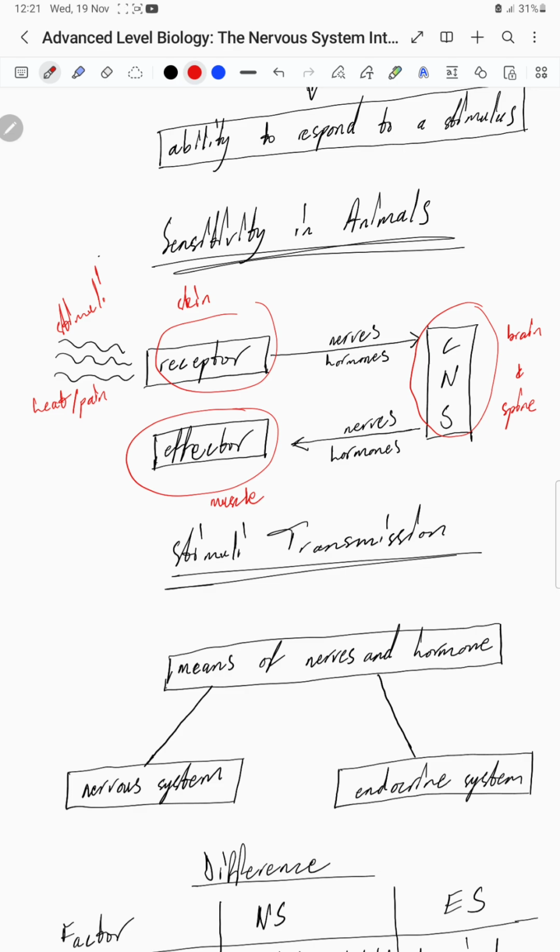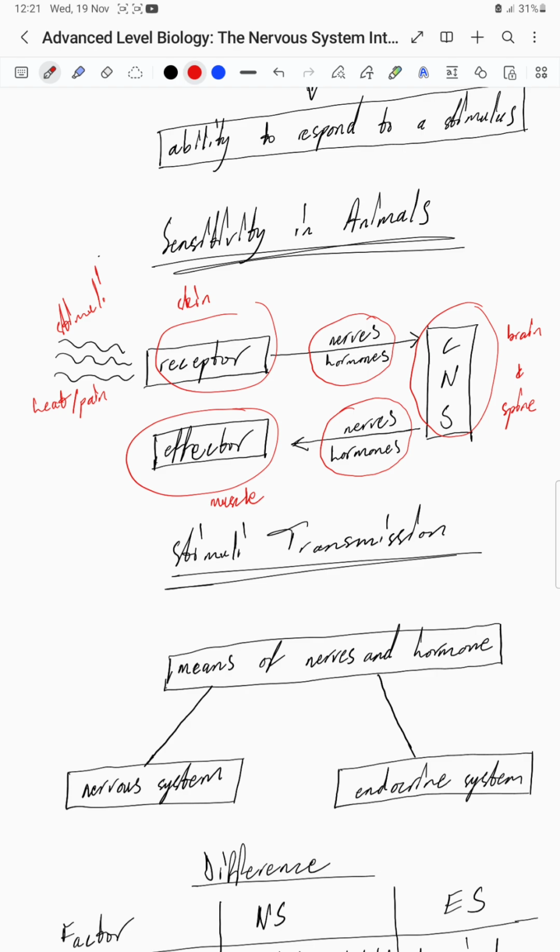So what's happening in sensitivity in animals is that the stimuli from the environment is received by the receptor, then transmitted by the nerves or hormones to the central nervous system, and then the central nervous system sends a feedback again through hormones or the nerves to the effectors. Then the effectors produce a response.